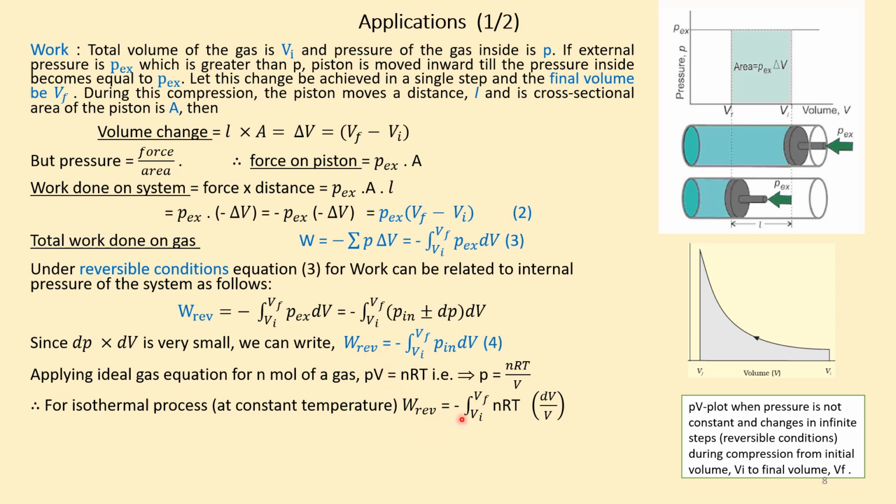W reversible is equal to minus integral Vi to Vf of nRT, that is, the value of Pin is nRT divided by V, times dV. We can write it as W reversible is equal to minus nRT, because n is constant, R is constant, and there is no change in temperature, so T is also constant, and integral dV by V is natural log Vf by Vi. So substituting log to base 10 for natural log, we can write from our mathematical knowledge W reversible is equal to minus 2.303 nRT log Vf by Vi, because the multiplier for natural log to base 10 is 2.303. Let it be equation 5.